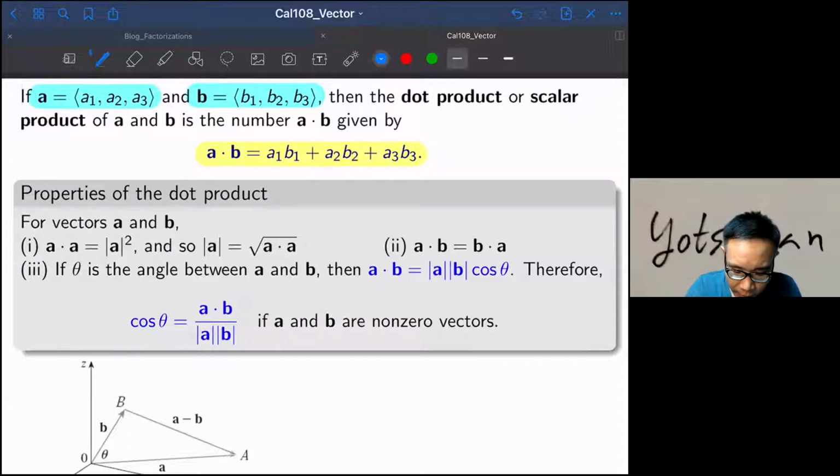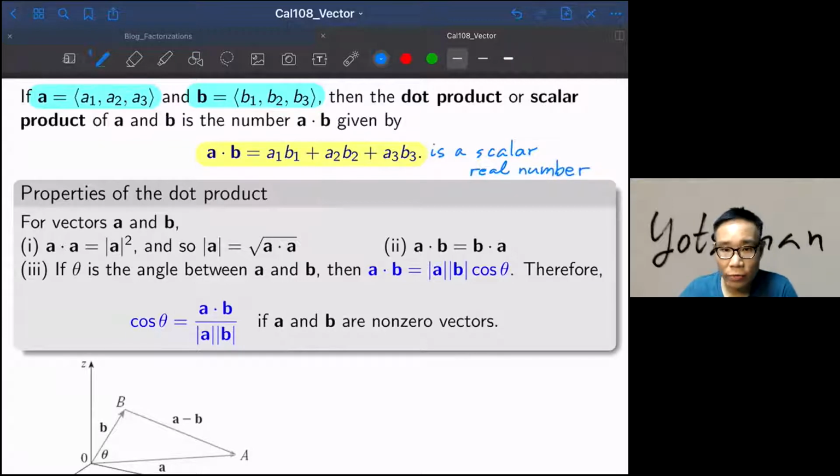So you're going to have A1 multiplied with B1, the first components multiplied together, A2 multiplied with B2, and A3 multiplied with B3. And you're going to sum this up. This turns out to be a scalar, or real number. So we call this a scalar product, or the dot product. It's not going to turn out to be a vector anymore. It's going to be a scalar instead.